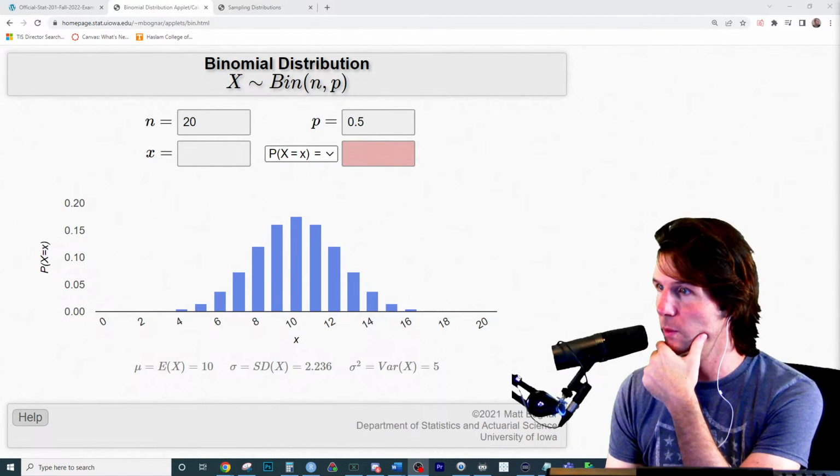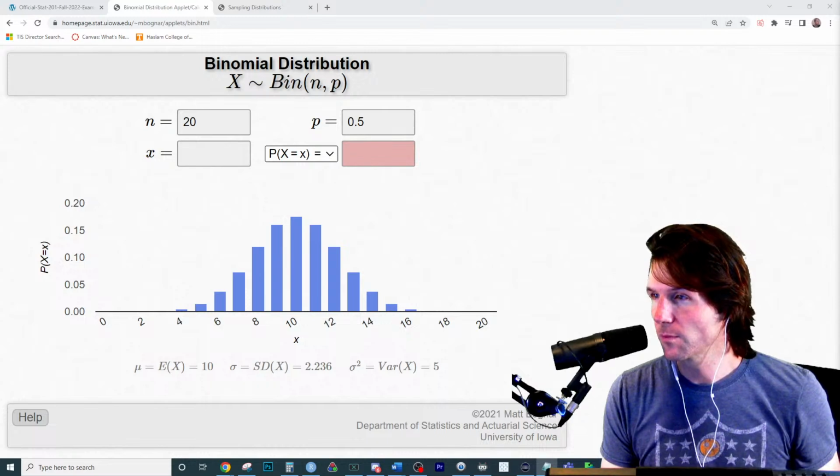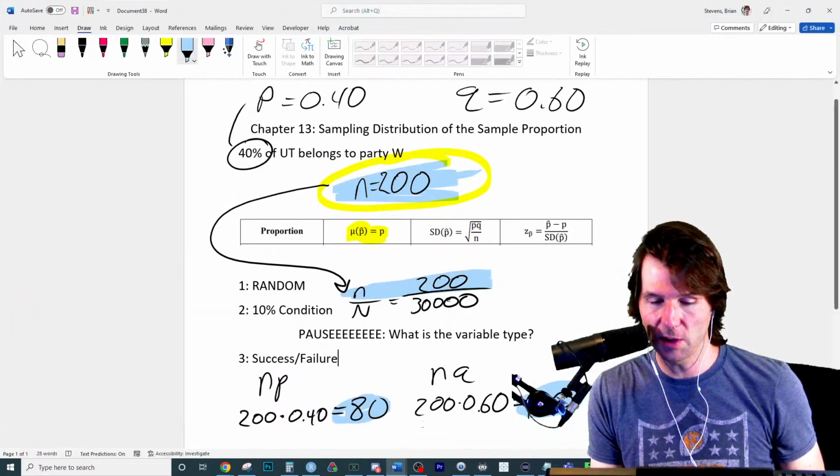It starts to look more normal. So meeting the conditions means it looks normal. But now let's talk about the next set of conditions. Or let's do one more part of this.